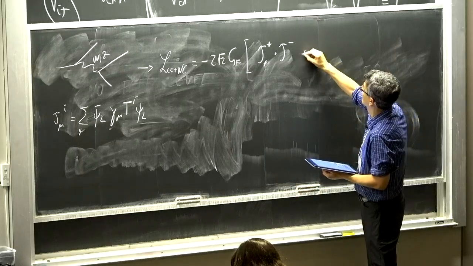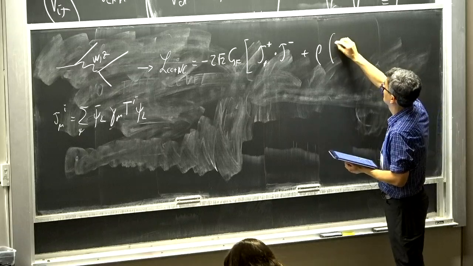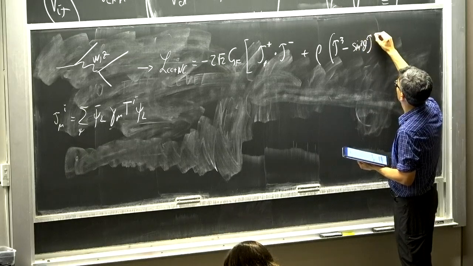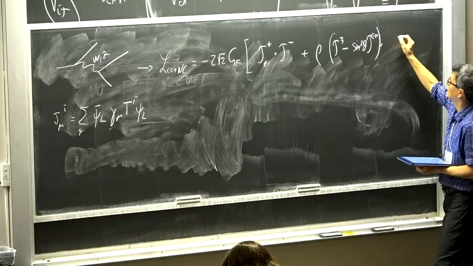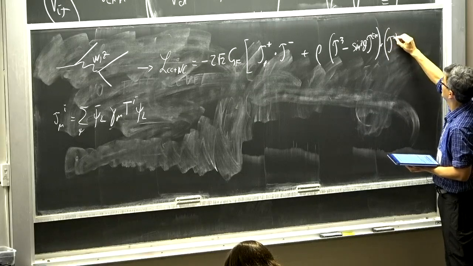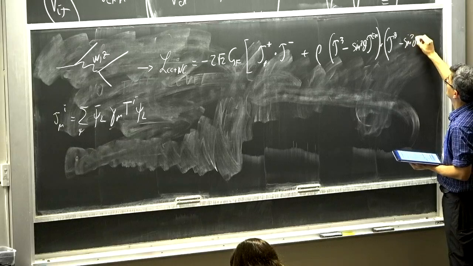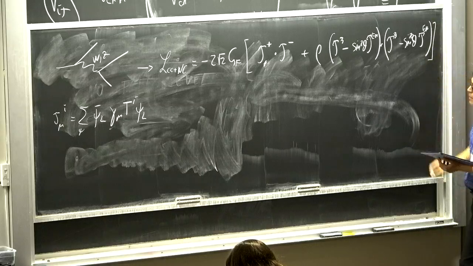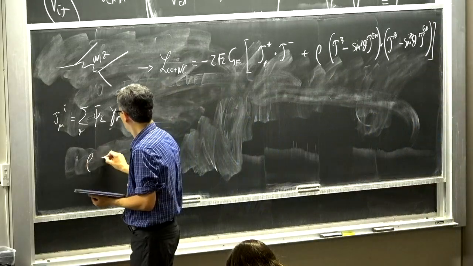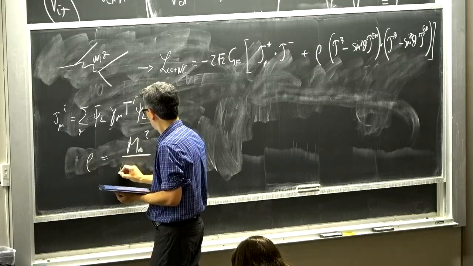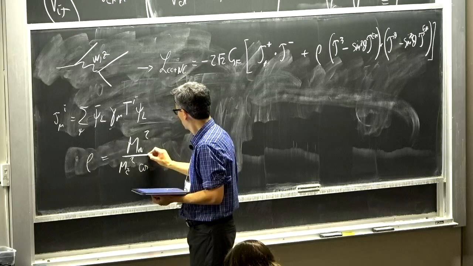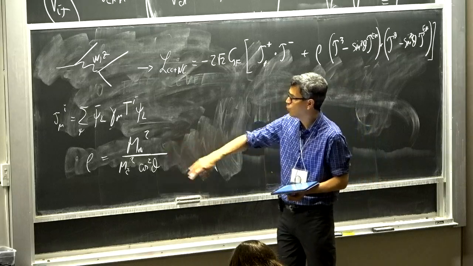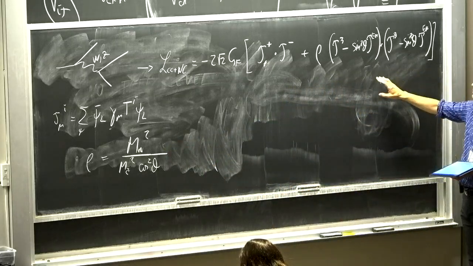Then you get something called the rho parameter. I will define it in a moment. J3 minus sine squared theta J electromagnetic, the good old electromagnetic current, dotted into itself. And rho is defined as mW squared over mZ squared cos squared theta, the weak mixing angle. So at tree level, as we saw yesterday, it is 1. But in general, you could get radiative corrections, so it could be different from 1.